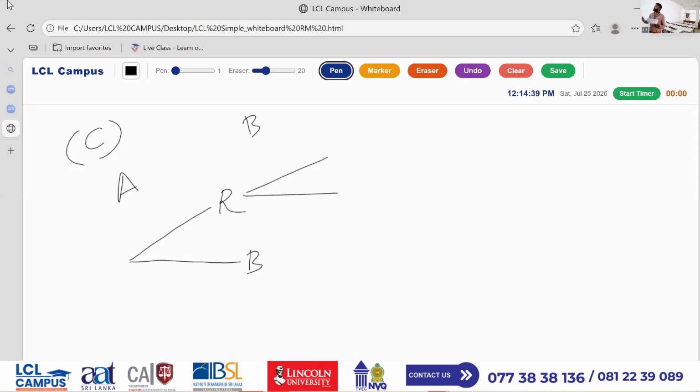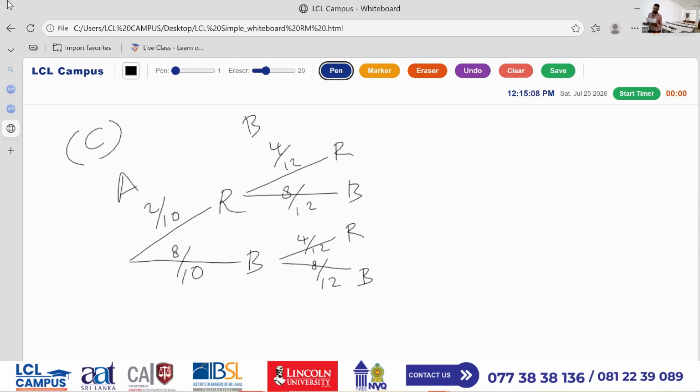That also red and black, no? Red, black. Bag A contains 10 marbles of which 2 are red: 2 over 10, 8 over 10. Bag B contains 12 marbles of which 4 are red: 4 over 12, 8 over 12. Calculate the probability that both marbles drawn are red. That means 2 over 10 times 4 over 12, which is 8 over 120 for the first one.